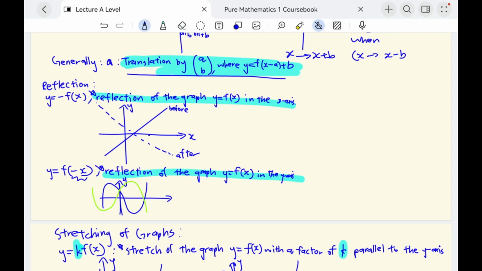So generally, for y equals to negative fx, there is a reflection of the graph y equals to fx in the x-axis. For the domain that changes its sign, there is a reflection of the graph y equals to fx in the y-axis. Okay, about this center line of the axis. All right.